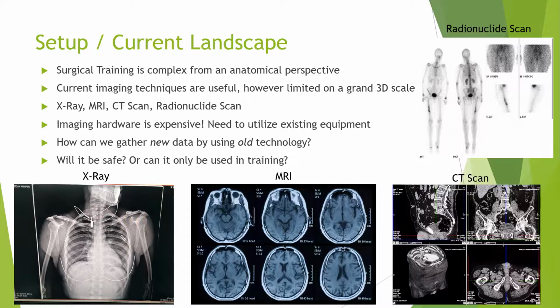X-ray, MRI, CT scan, radionuclide scan, you've seen this before, but this imaging hardware is expensive. We need to utilize existing equipment. How can we gather new data by using old technology? Will it be safe? Will it be used?